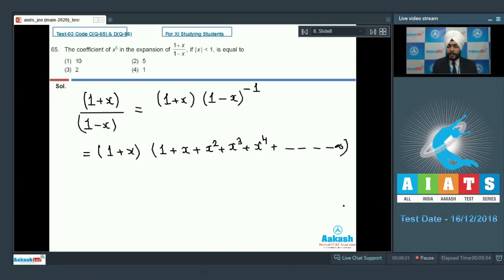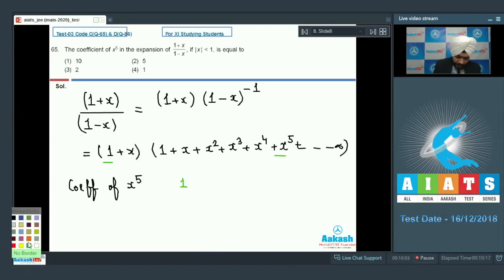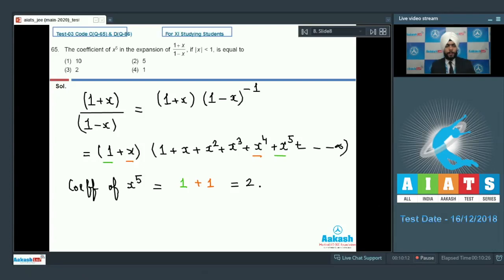In other terms, we can see that this infinite GP, if mod x is less than 1, has the sum 1 upon 1 minus x, which is already written above. I need the coefficient of x raised to 5. Obviously, the next term here will be x raised to 5 only, plus the next term will be there. Coefficient of x raised to 5: when 1 will be multiplied by x raised to 5, then we'll get coefficient as 1. And when this x will be multiplied by x raised to 4, then again one more thing that we'll get here is 1. So coefficient of x raised to 5 comes out to be equal to 2. We have option number 3 as the correct choice. Again, a simple question, given that you know the concept of binomial for any index. Okay, let us move on to 66.